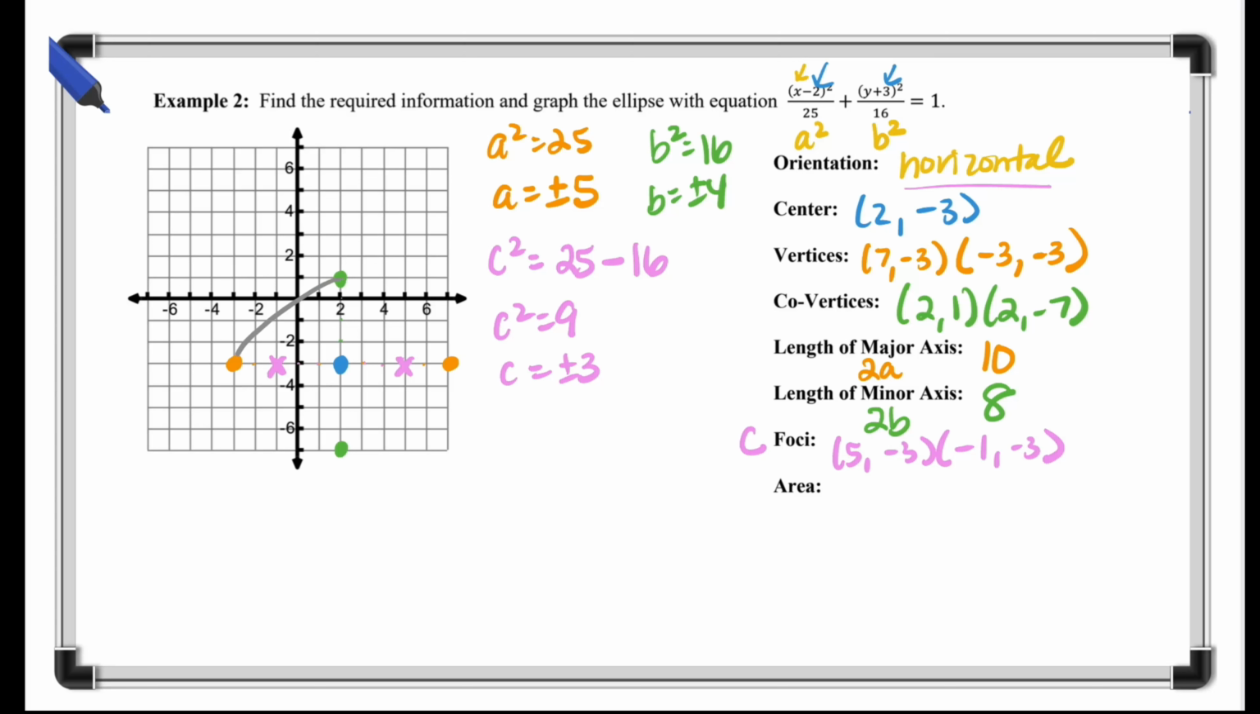You have all your features here. So again, let's draw your ellipse, and then we can find the area. So we are going to have pi times 5 times 4, and that gets you 20 pi.